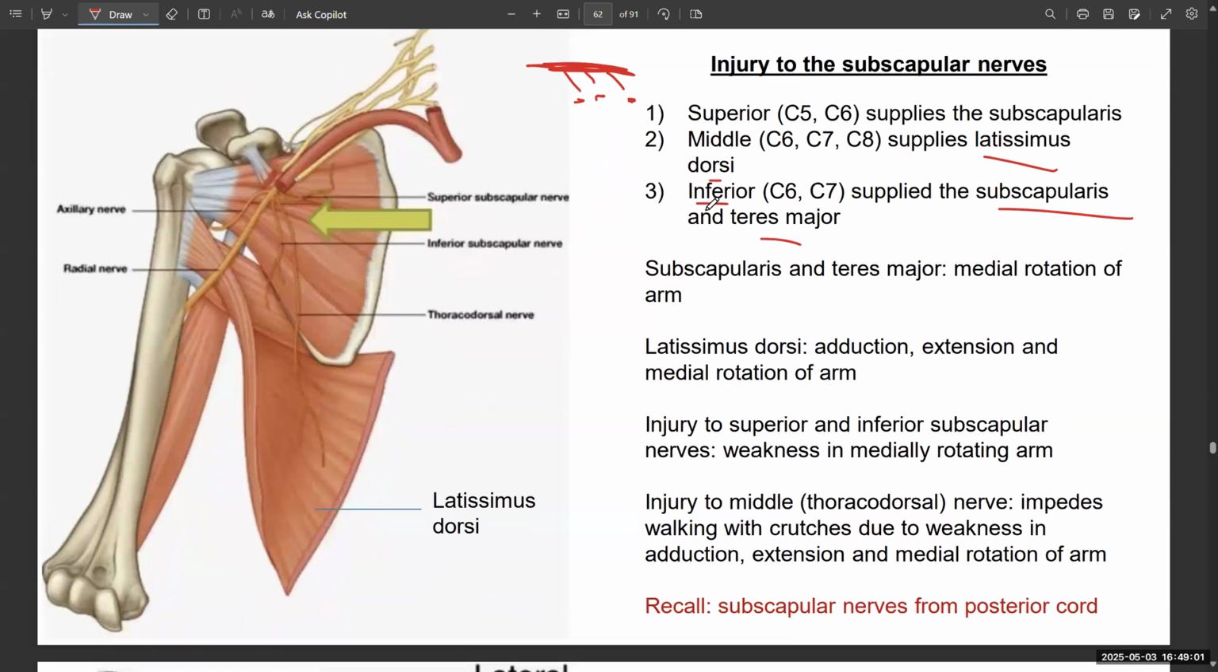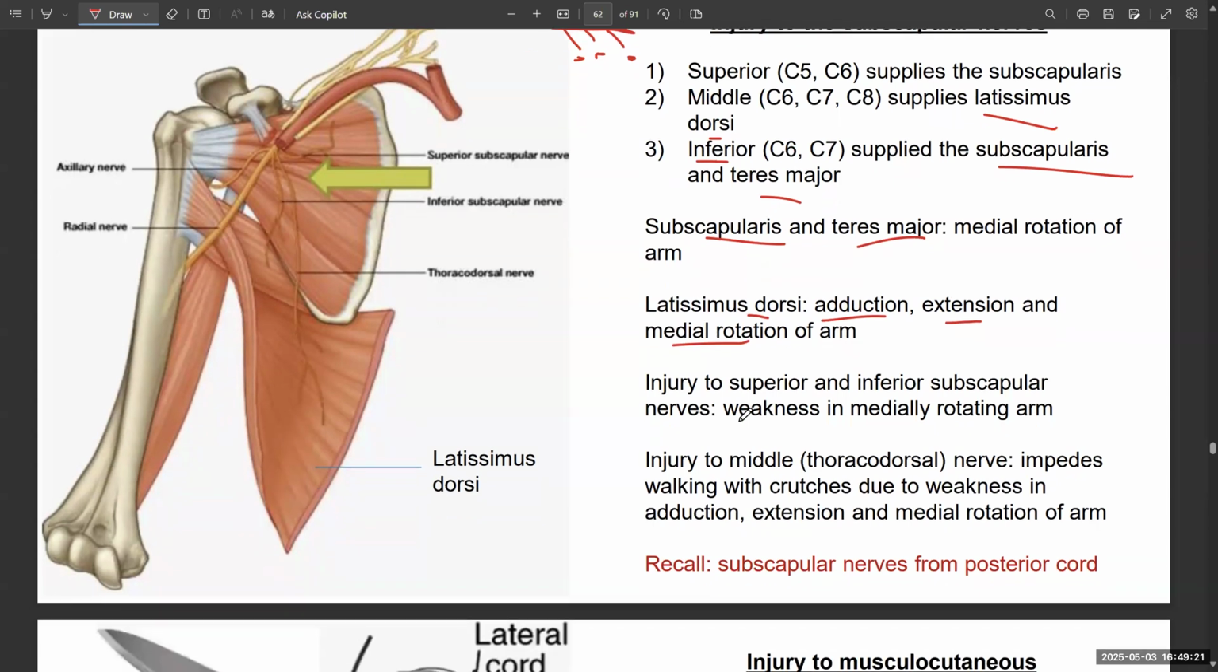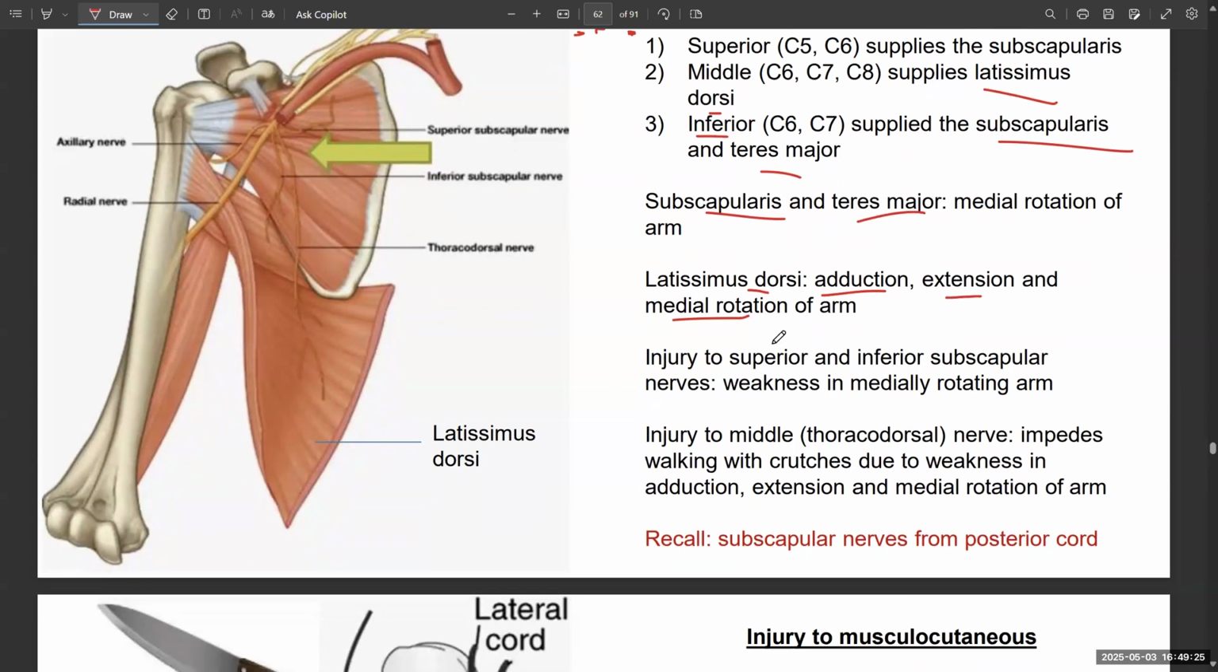Okay, so the subscapularis and the teres major are going to medially rotate the arm. The latissimus dorsi is going to adduct, adduction. It's going to add the arm to the body. It's going to extend and medially rotate the arm. Okay? Those are the three muscles mentioned here, by the way. So injury to the superior and inferior subscapular nerves.